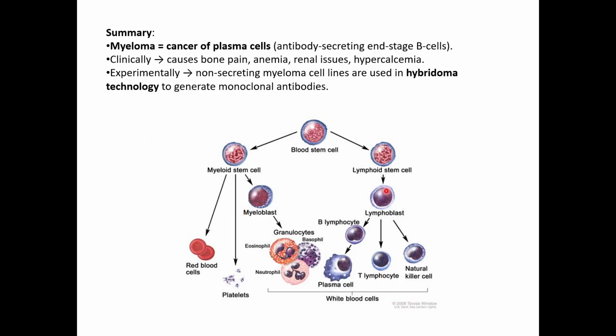So this is the lineage of cells. These are blood stem cells. Then you have the lymphoid stem cells. Then you have the lymphoblast. From the lymphoblast you have the B lymphocyte, and from the B lymphocyte you have the plasma cells. So this is the cell we are talking about. And there are also other types of cells. You can look through it.